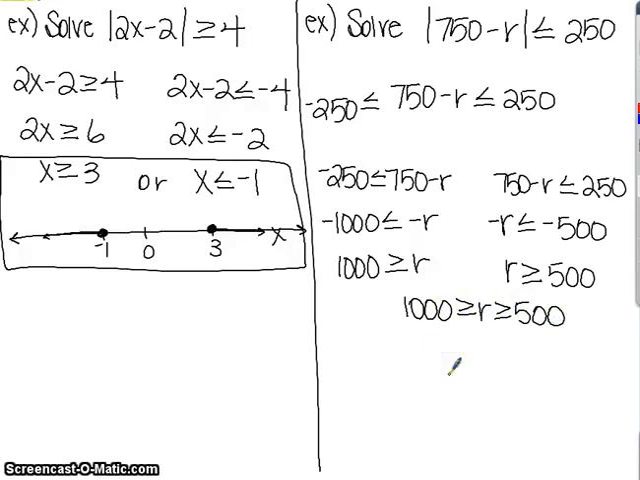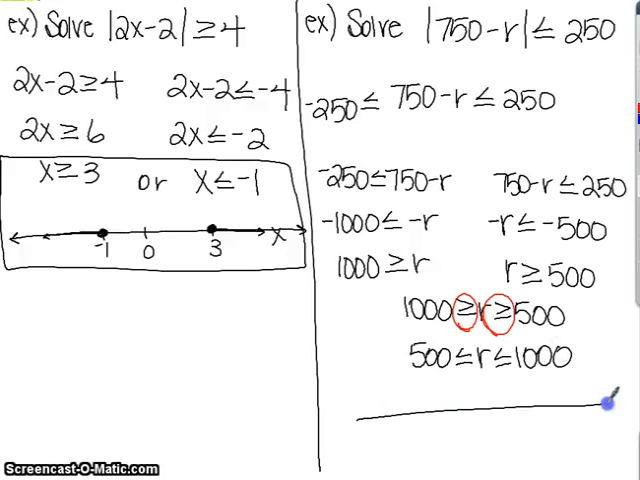You should notice that those signs are opening to the wrong side. That is not correct. We have to make sure that these signs are facing the other way. So what does that tell me? I have to reverse it. So it should go 500 less than or equal to r less than or equal to 1,000.